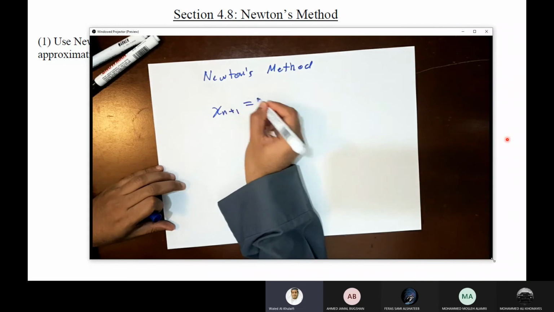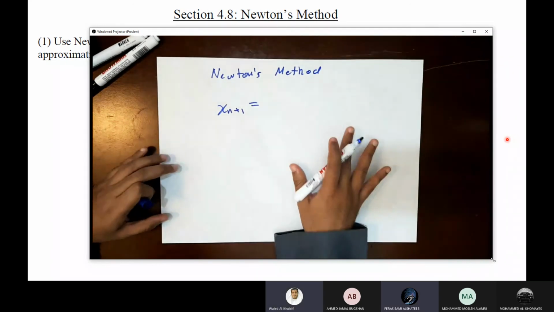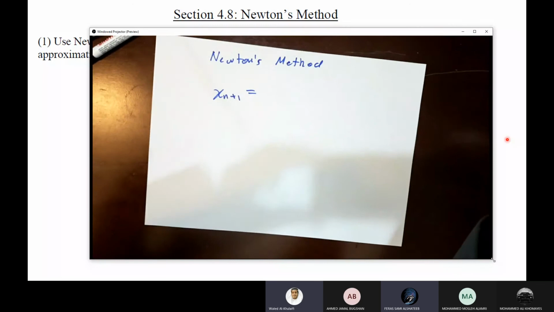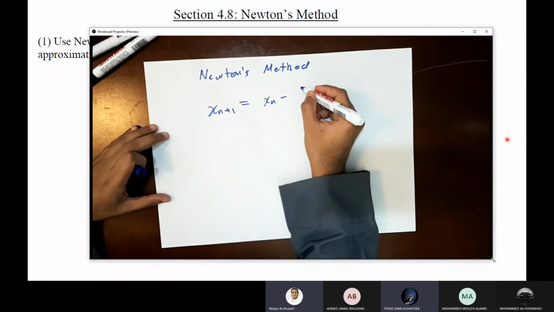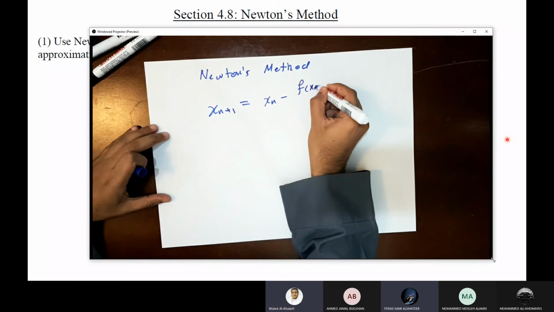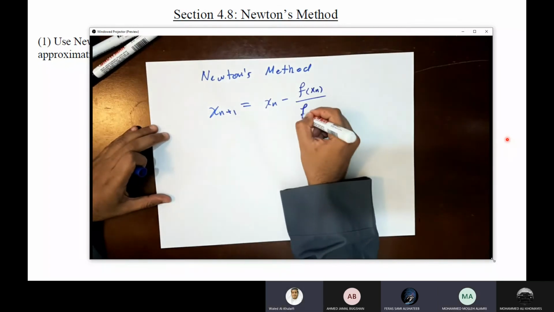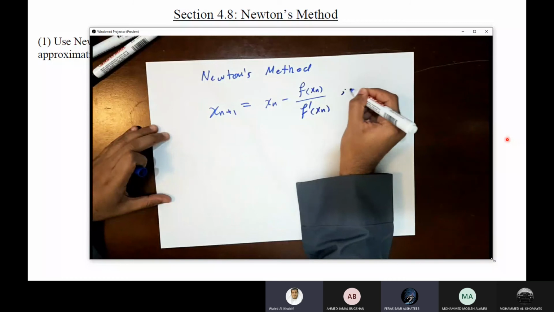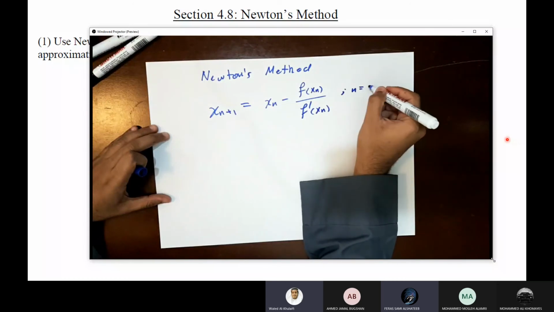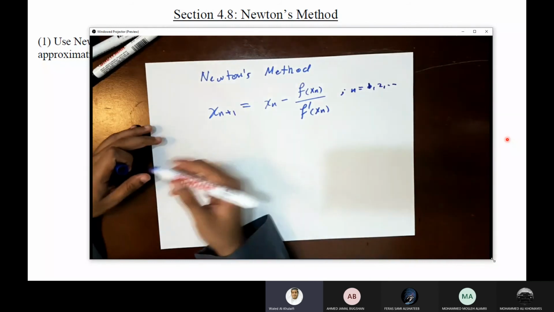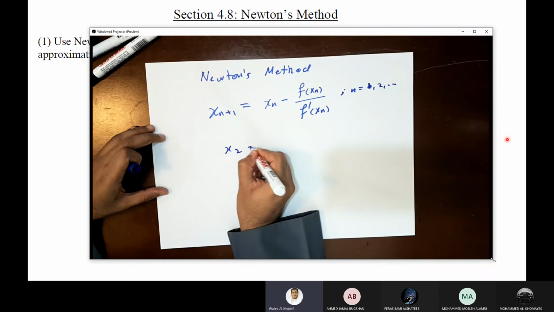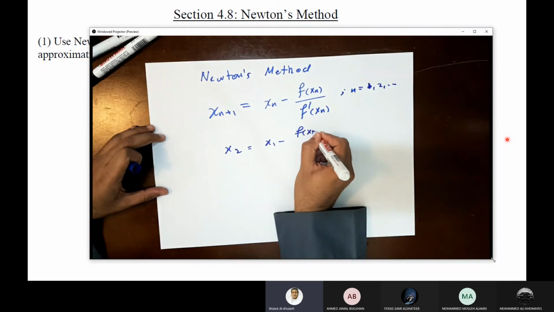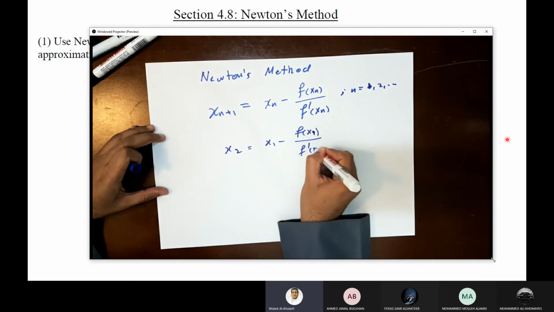x_{n+1} equals x_n minus f of x_n over the derivative. Of course, if you want to say from 0 or from 1, for example, x2 is equal to x1 minus f of x1 over f prime of x1.